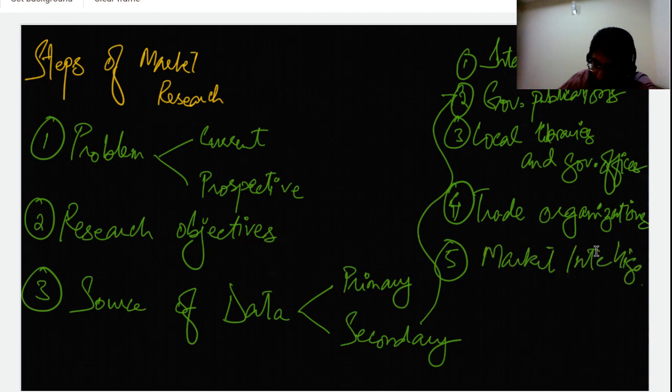The third one is local libraries and government offices. So just books, right? Books and research papers. For example, a library within a university would have access to research papers which have been published by researchers associated with that particular university.